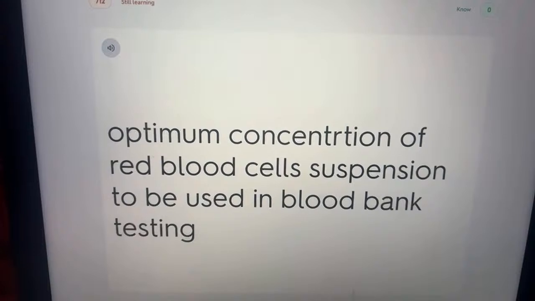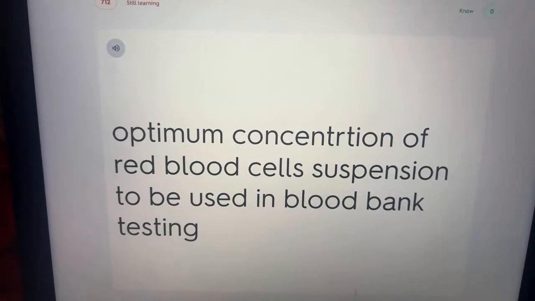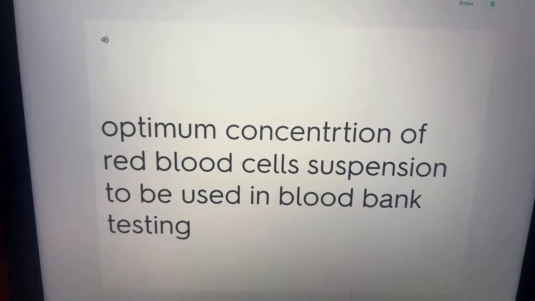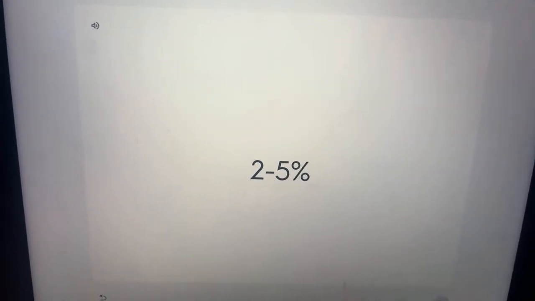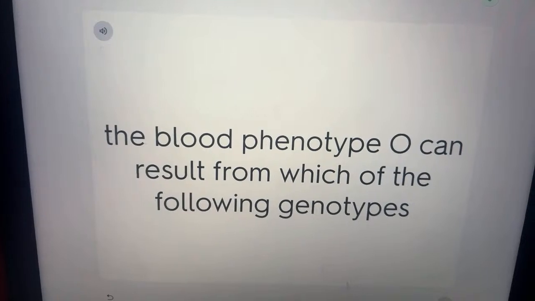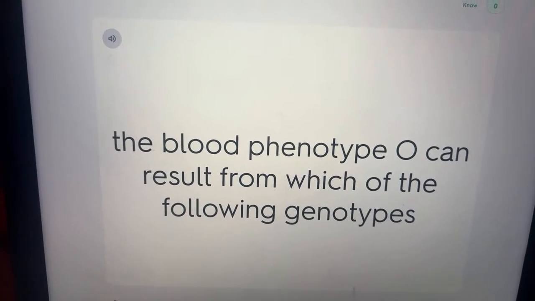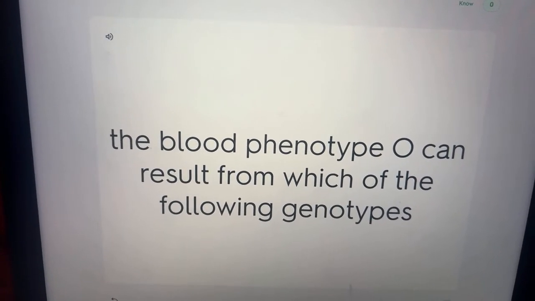Optimum concentration of red blood cell suspension to be used in blood bank testing. 2 to 5%. The blood phenotype O can result from which of the following genotypes? OO.